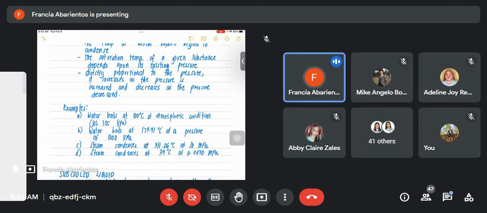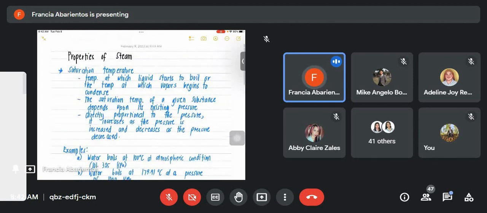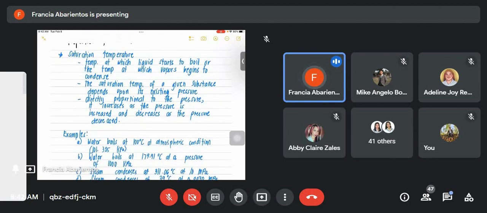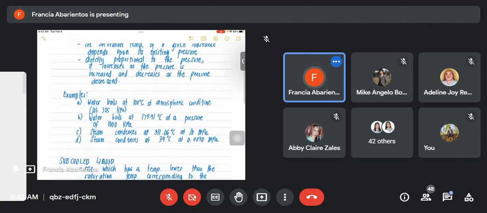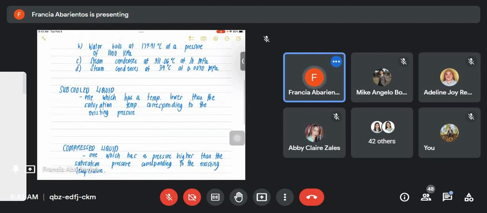The next one is, the water boils at 179 degrees Celsius at a pressure of 1,000 kilopascal. This is also obtainable from the steam table, class. And the steam condenses at 311.06 degrees Celsius at 10 megapascal. And letter D is, steam condenses at 39 degrees Celsius at 0.07 megapascal. So for saturation temperature, class, no problem, because what you see in the steam table is it. Okay, directly proportional.